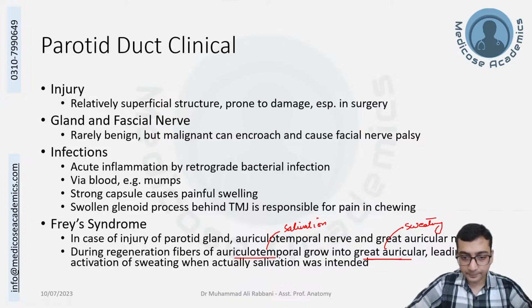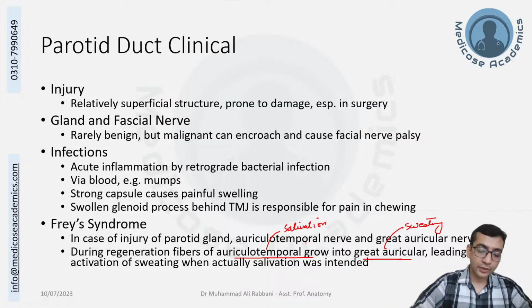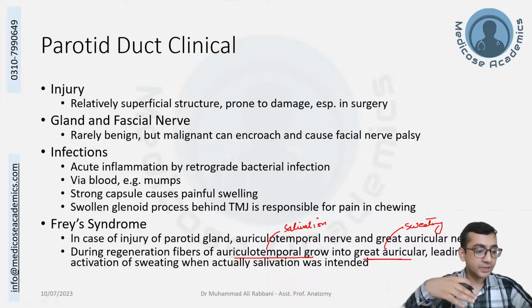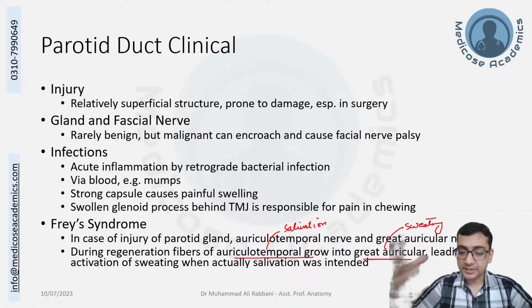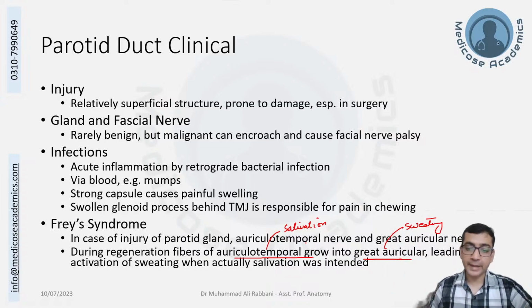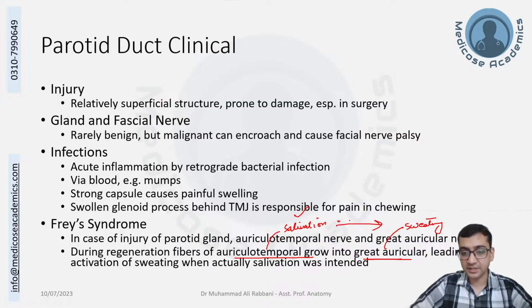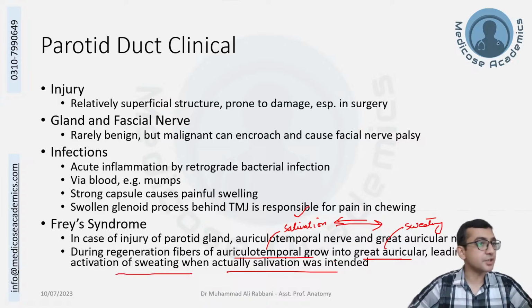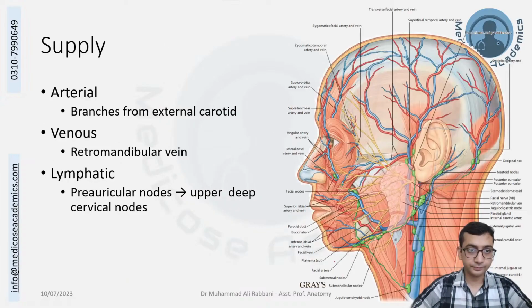So what happens is that if these get mixed up, the lines get mixed up among one another. When you taste something tasty, the parasympathetic fibers that are meant to create salivation now lead to sweating, because these fibers are mixed with one another. This mixing of fibers is called Frey syndrome, and it usually occurs after an injury in this region.